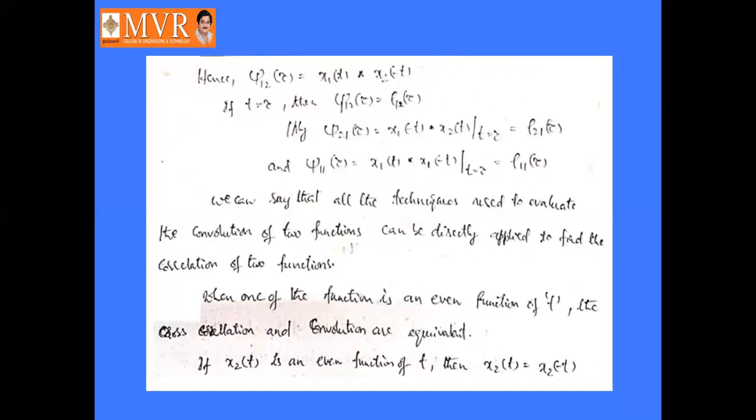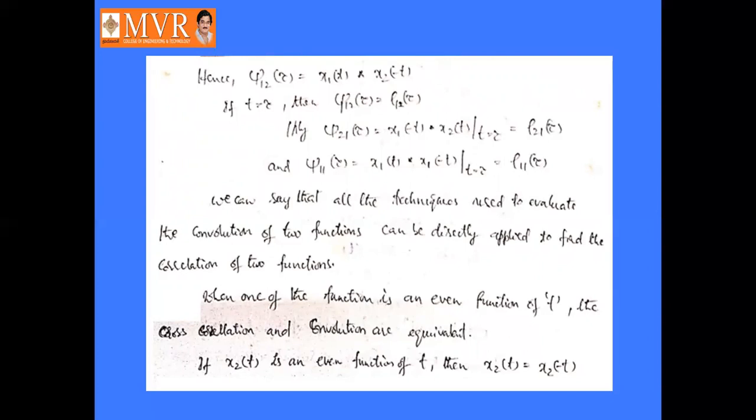Hence J12 of tau is equal to x1 of t convolved with x2 of minus t, at t equal to tau. That is equal to rho 12 of tau. Similarly, J21 of tau is equal to x1 of minus t convolved with x2 of t at t equal to tau. That is equal to rho 21 of tau. And J11 of tau is equal to x1 of t convolved with x1 of minus t at t equal to tau. That is equal to rho 11 of tau.